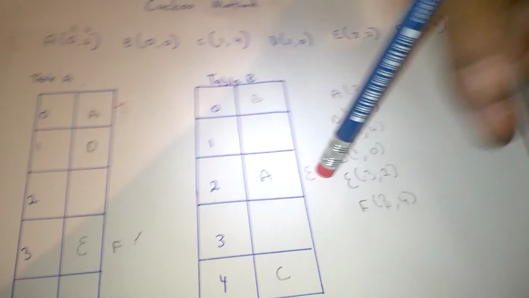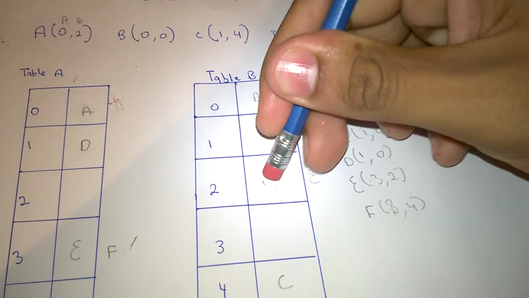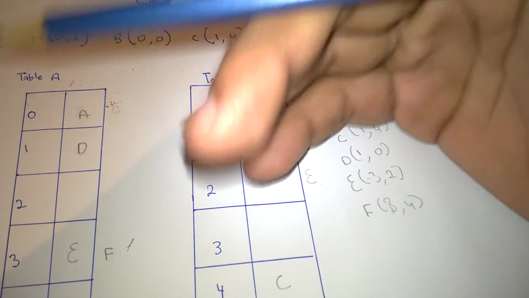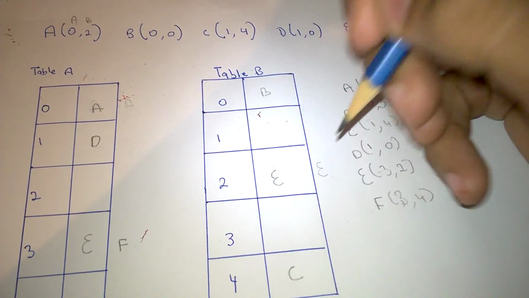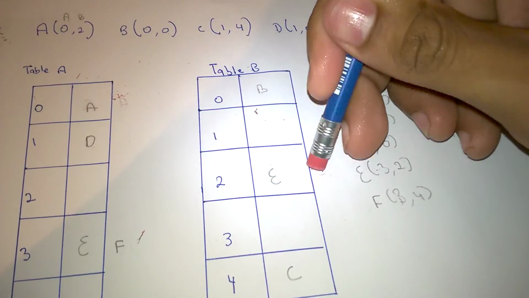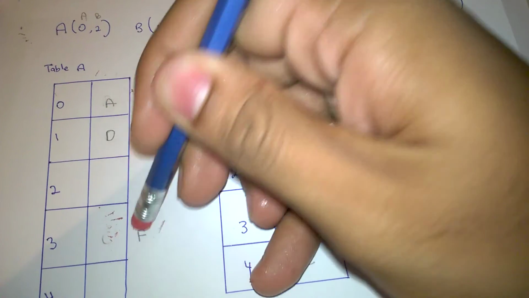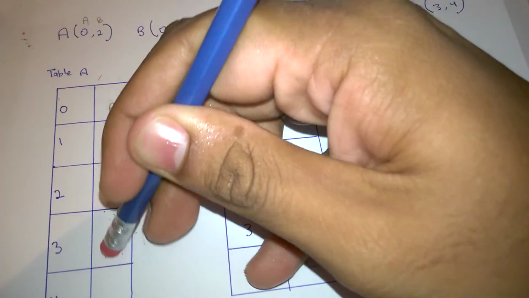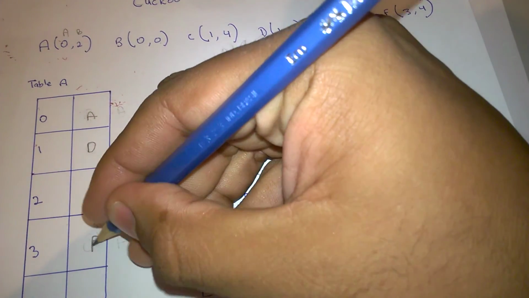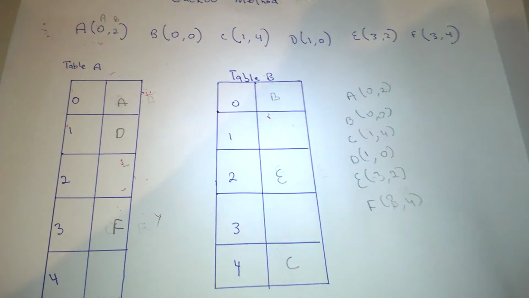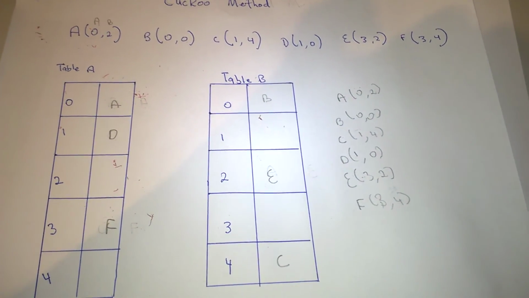We go here, we do the same, we remove A and put E, right? And you do the same thing here, you remove E and put F, right? And that is how the cuckoo hashing method works.